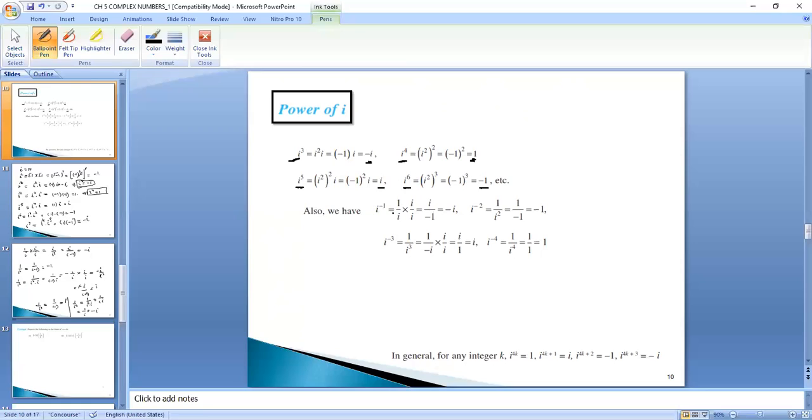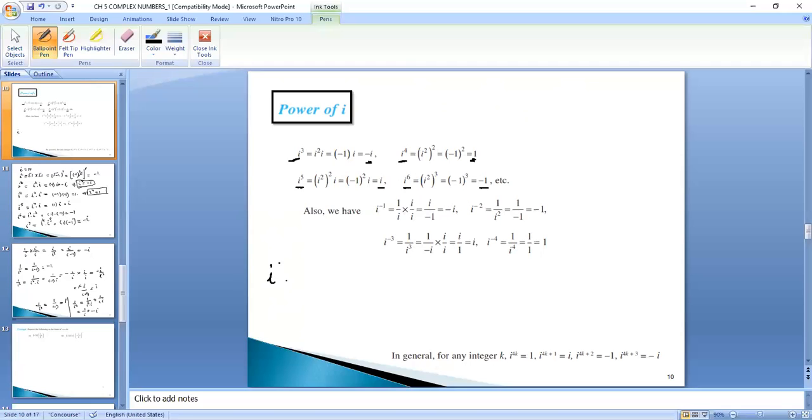Iota raised to power minus 1, which means 1 upon iota. We will rationalize, we will multiply and divide it with iota. So it will be iota upon iota square, which means minus 1. It is equal to minus iota. Same way, iota raised to power minus 2, iota raised to power minus 3, iota raised to power minus 4.